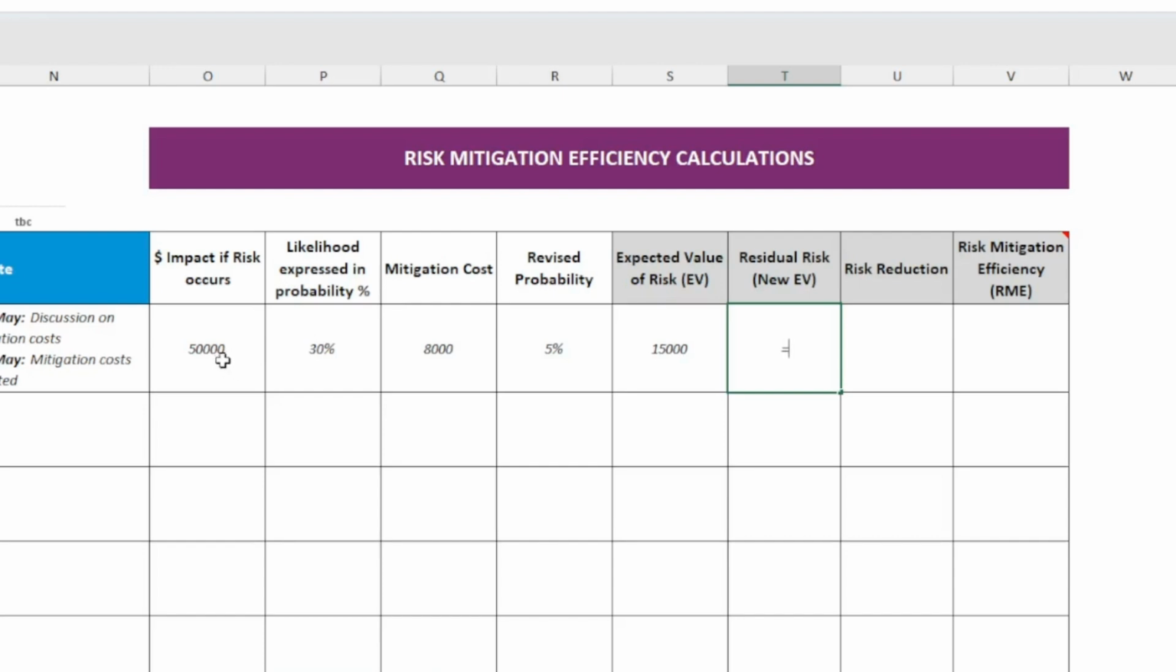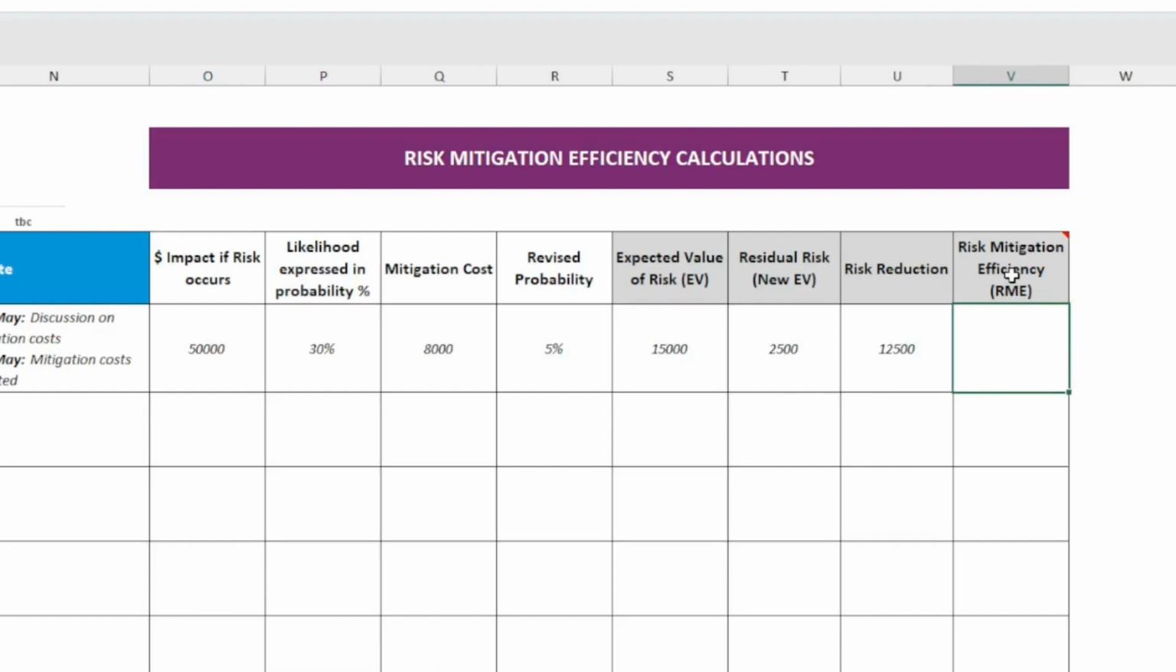So this is what you do. You still take the 50,000, don't take the migration cost, still take the 50,000 and multiply that by the revised probability. So the expected value before was 15,000, now the revised is 2,500. So what is the risk reduction? The risk reduction is required to calculate the RME. It's easy. You have 15,000 minus 2,500, so you've reduced the risk by 12,500. That's quite a reduction, I suppose.